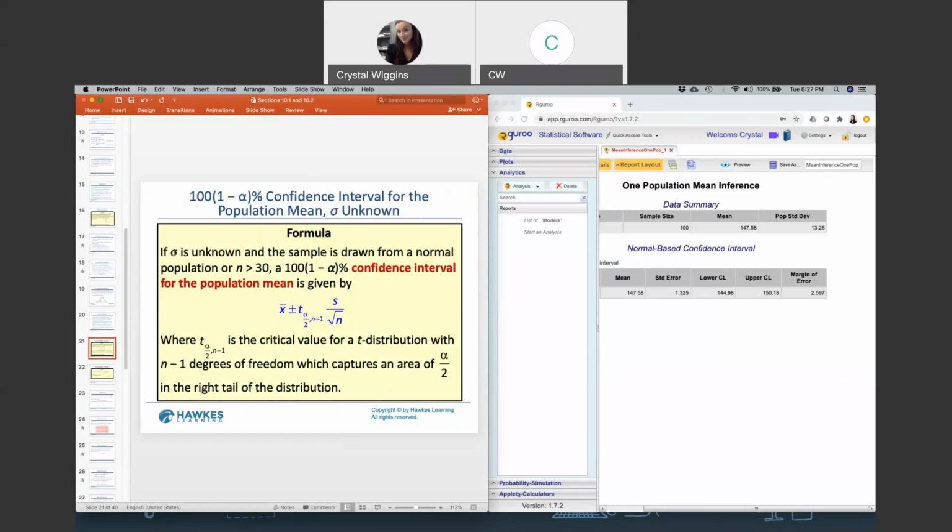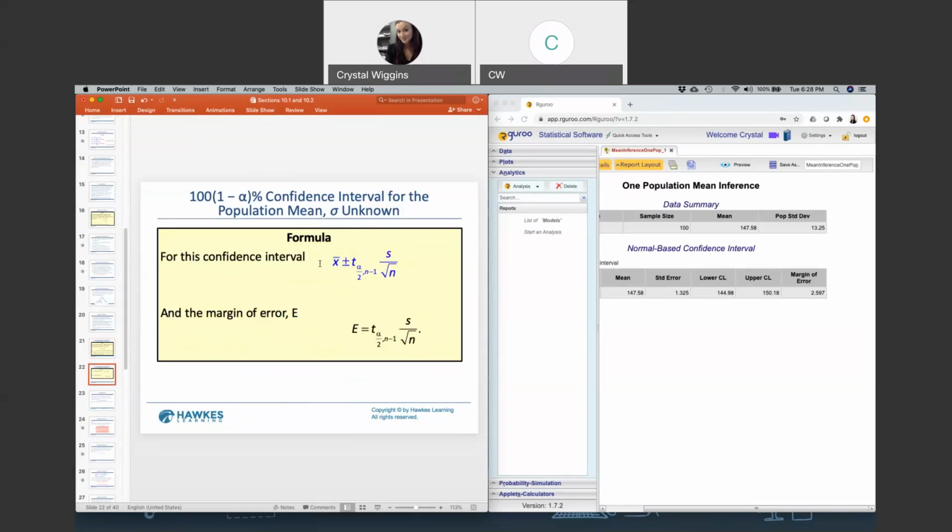Now, if sigma is unknown and the sample is drawn from a normal population, again, this should really be emphasized, and n is less than 30, because other than that, we're really going to be working with a z-distribution, then we are looking at the same formula. The only thing that's different is instead of a z critical value, we have a t. And instead of sigma, the population standard deviation, we have s, the sample standard deviation.